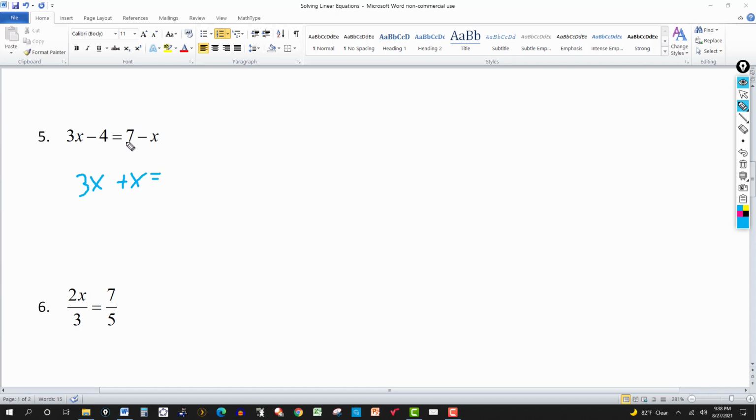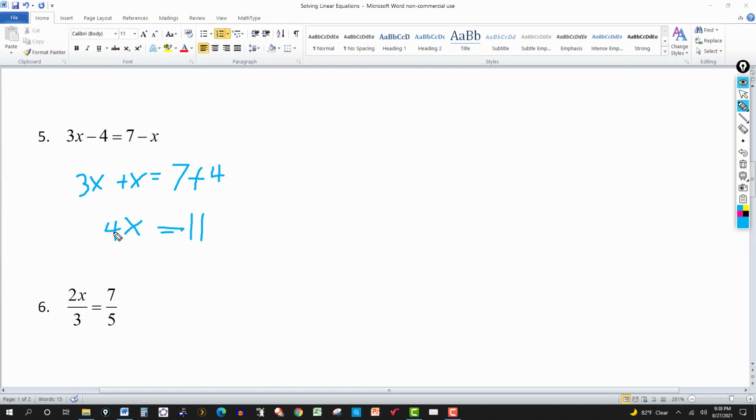Take this minus 4 over, make it a plus. Opposite sign, so 7 plus 4. And then, remember that's a 1x on the variable here, so it's 3x plus 1x. Okay, 3 and 1 is 4. So 4x. And then 7 and 4 is 11.